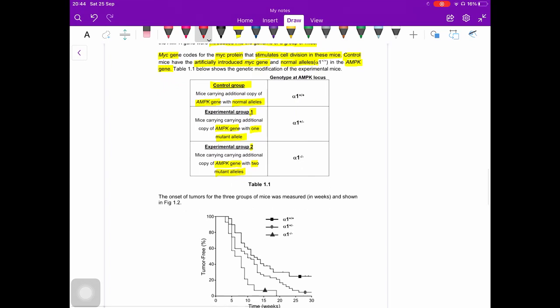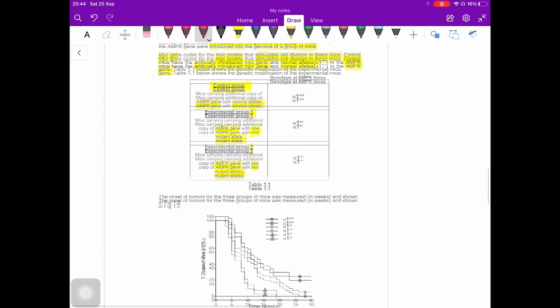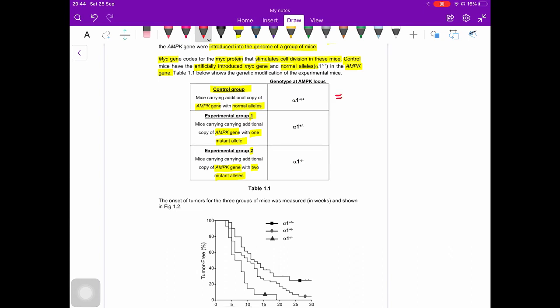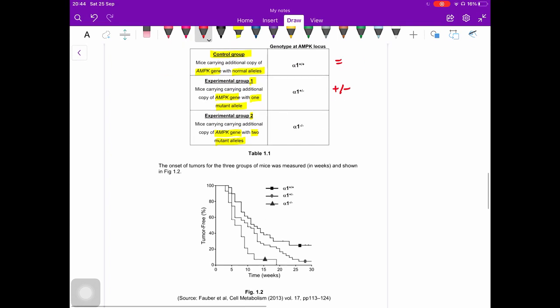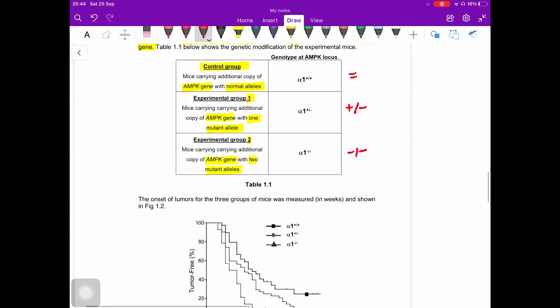And the only difference between your groups here is the control group has normal alleles for your AMPK gene. Experimental group 1 has one that is working and one that is mutated. And those are the symbols there. And then for experimental group 2, we have 2 mutant ones. Okay? So that's why we have these symbols here.